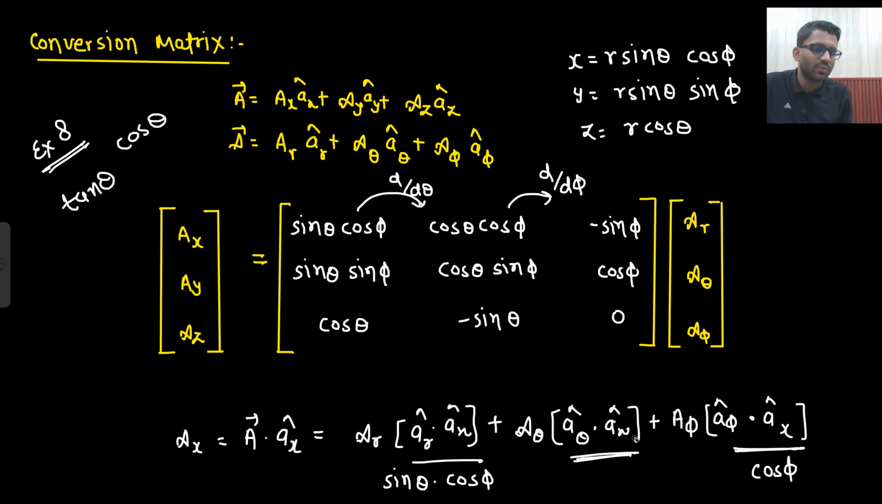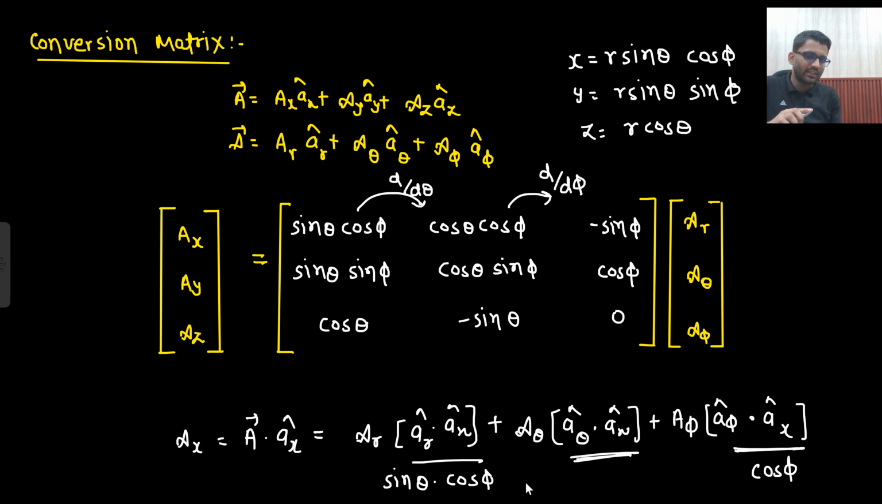Now I need to go to phi differentiation. When I am doing the differentiation with respect to phi, I will forget about the theta component. So here cos phi will be differentiated to minus sin phi, sin phi will be differentiated to cos phi, and this will be 0. So this is how we will remember the table. It is not tough to remember.